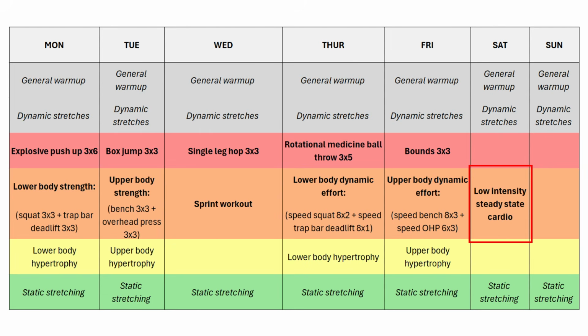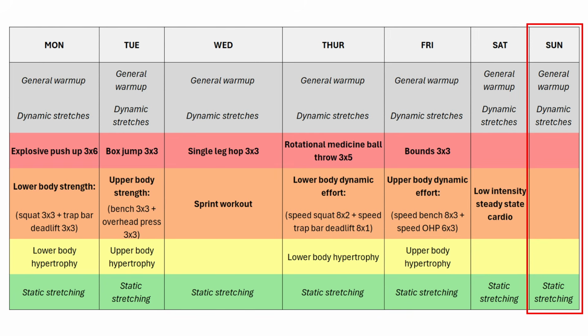And on Saturday, I have a low intensity, steady state cardio workout. This isn't high intensity interval training like a sprint workout or anything. This is just to maintain the aerobic base, your aerobic conditioning. So this will be a longer session focused on just getting your heart rate up to like 120 to 150 beats per minute for an extended period of time, like 30 to 60 plus minutes. And you only need to do this once every week. And then Sunday is a rest day.